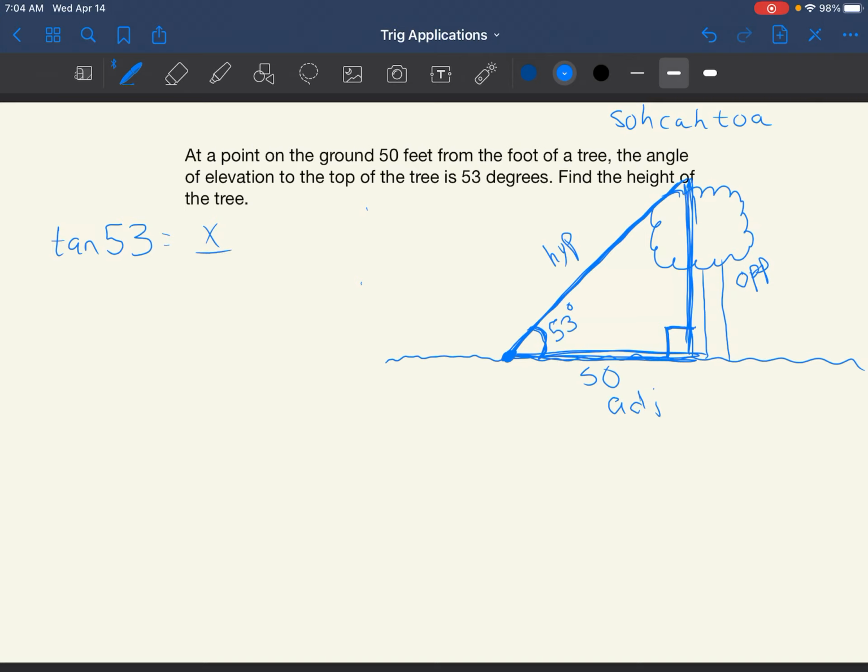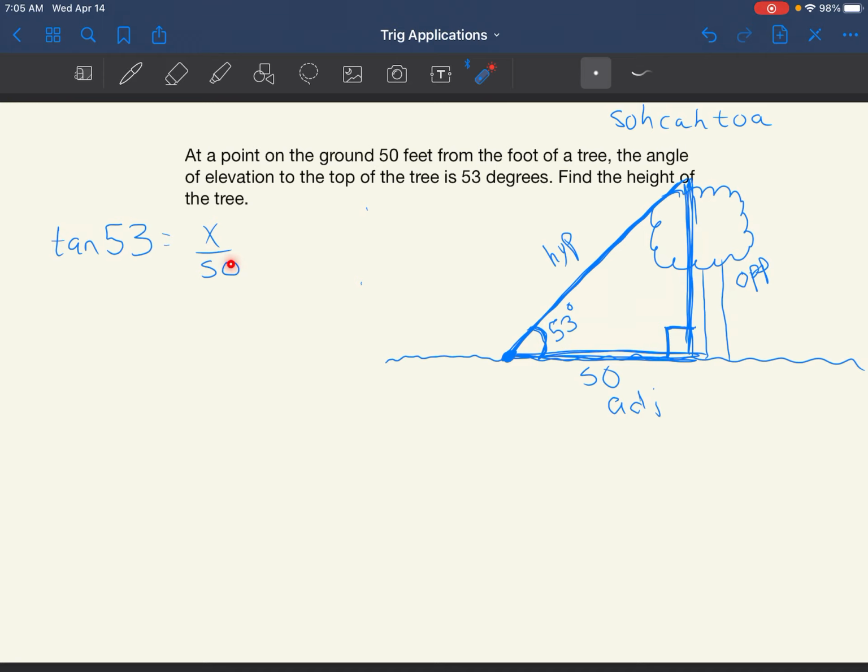So tangent equals the opposite divided by the adjacent. Well, here's the adjacent, and the adjacent's 50 feet. So it's going to be X divided by 50. Okay? And now I need to solve that equation. So I need to get this X all by itself, which means I need to get rid of this 50. Got to get rid of that 50.